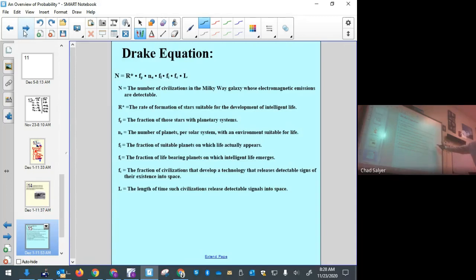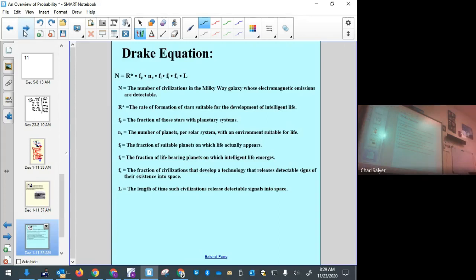N sub E, the number of planets per solar system with an environment suitable for life. Well, we're 1 for 9, at least as far as we know. If you count Venus and that thing too. But could be much higher. And who knows, there could be bacteria in the ice on Mars. So suitable for life is one thing. Suitable for intelligent life is quite another. But an interesting question. F sub L is the fraction of planets on which that life actually appears. So is life inevitable? If it can be, must it be? I don't know.